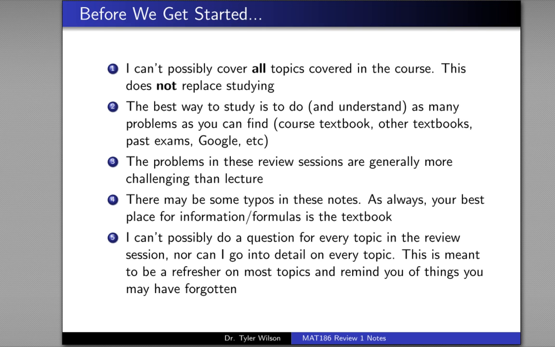Just a couple things before we get into the examples and the notes. First, I can't possibly cover all the topics we covered in the course. There are 36 course hours, and this will only be 12 hours of review, so this certainly does not replace studying. Just because you are here doesn't mean you know everything, so you should probably study even after this. The best way to study for the course would be to do and understand as many problems as you can find. So your textbook, certainly. Any other textbooks, there's lots of textbooks in the library on first year calculus, any past exams, Google some questions. Anything you can possibly get your hands on, you should probably try and understand.